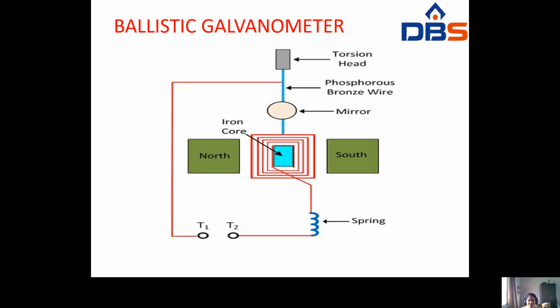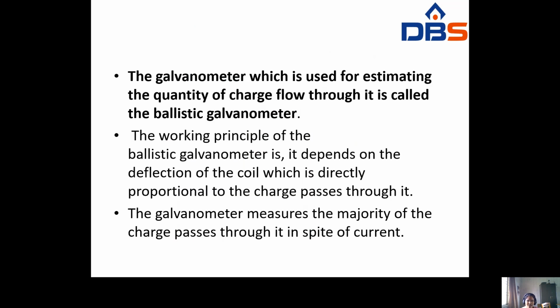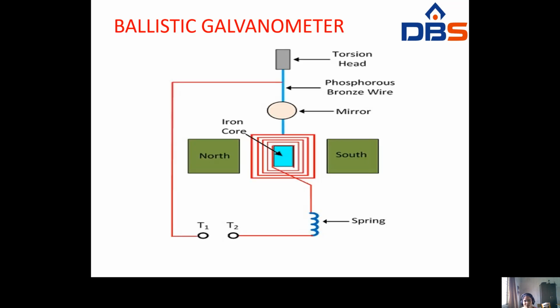So first one is the ballistic galvanometer. This ballistic galvanometer is used to find out the flux density value, the flux value. Here, coming to the construction of this ballistic galvanometer.